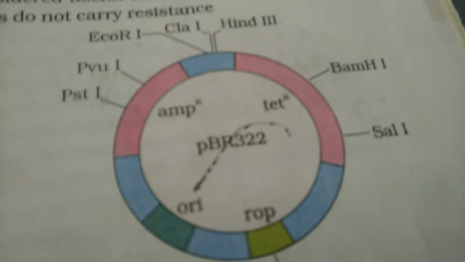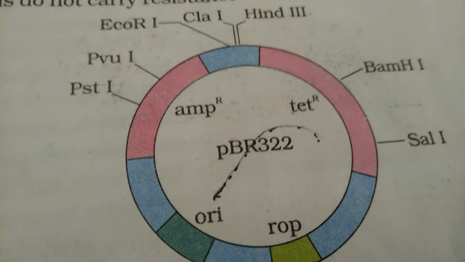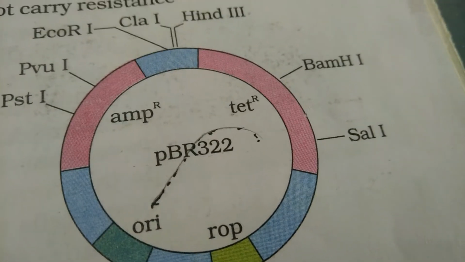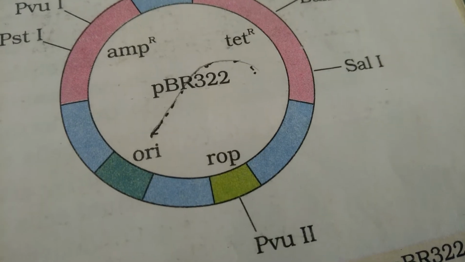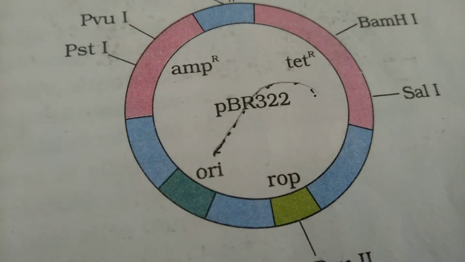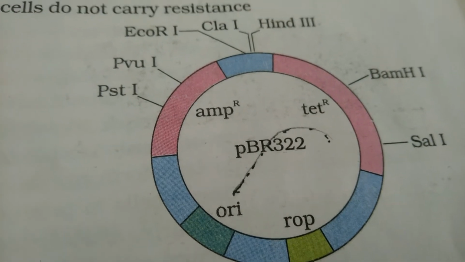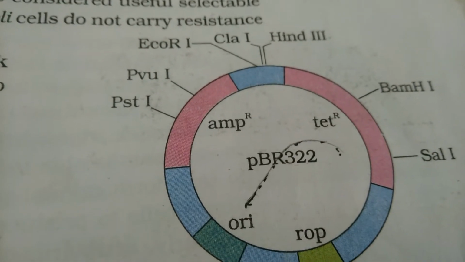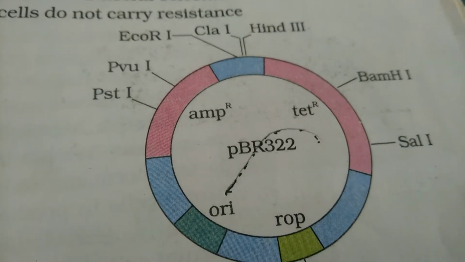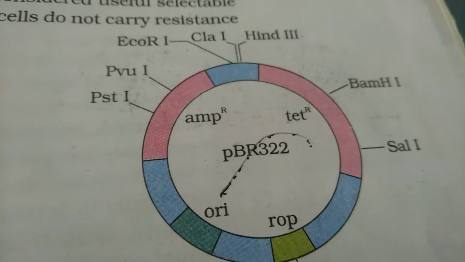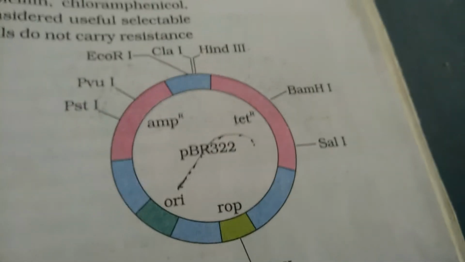Here are the different cloning sites: ClaI, HindIII, BamHI, SalI, PvuII, PstI, PvuI, EcoRI, ClaI, HindIII. These are the cloning sites in a plasmid.